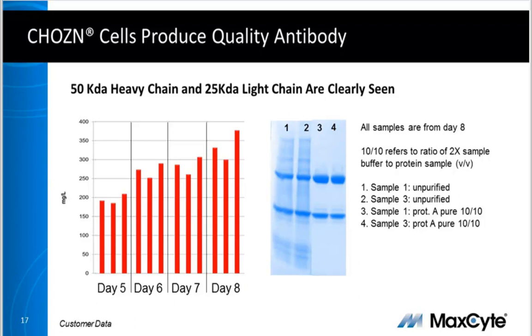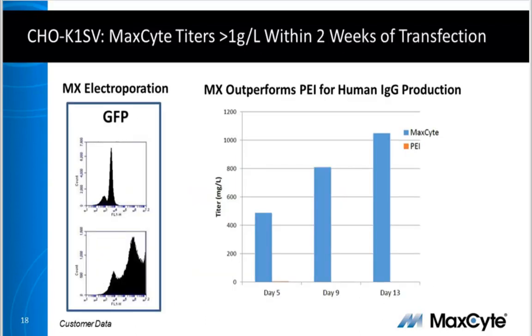indicating expression of high-quality antibody. The panel on the left of this next slide shows greater than 95% transfection efficiency for CHO K1SV cells following Maxcyte electroporation with a GFP plasmid. Customer data of side-by-side transfections with a human IgG expression plasmid comparing Maxcyte electroporation to chemical transfection of CHO K1SV cells are shown on the right side graph.